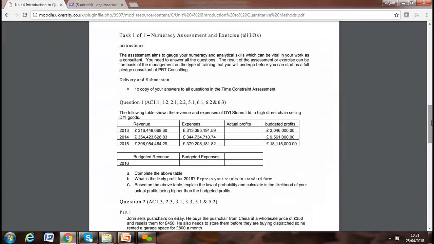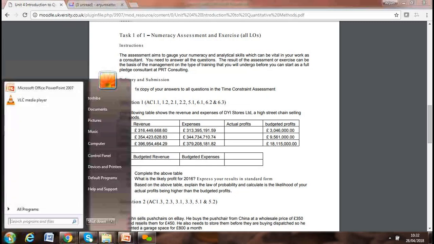So we have a revenue, we have expenses. So what do you think there? What will be our actual profit? We'll subtract expenses from revenue of the specific year and get the actual profit. Yes, so that's what we'll get, and we have a budgeted profit as well. Yes, can we take the difference? Yes, sir.